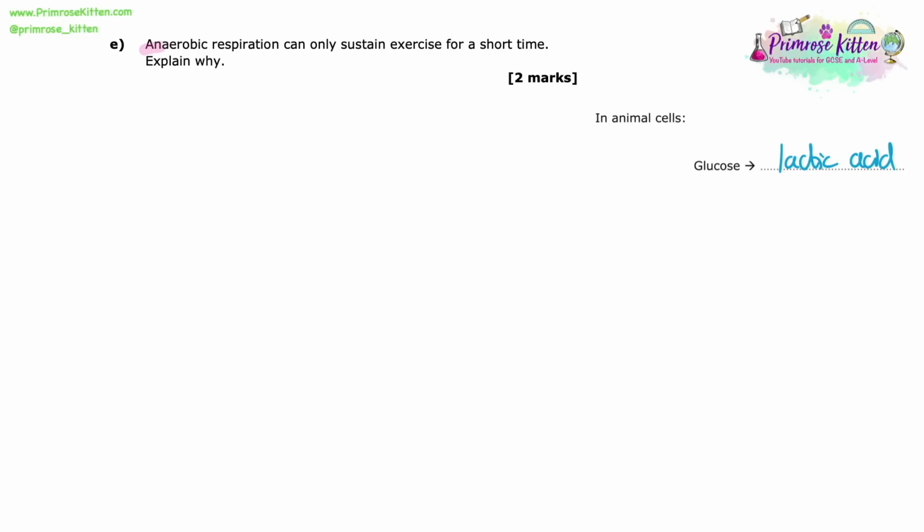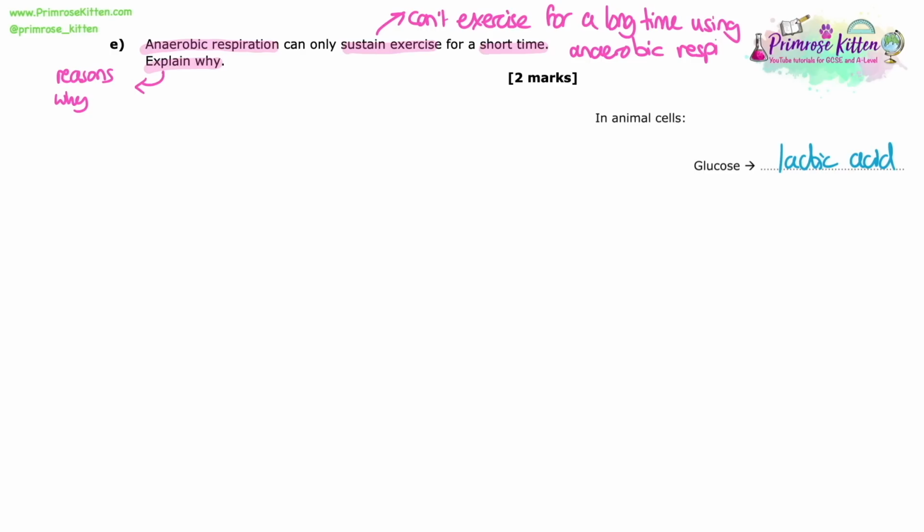So now we've got some questions about those equations. Anaerobic respiration can only sustain exercise for a short time. Explain why. So if we talk about exercise, this is where we're talking about it in animal cells or human cells or muscle cells. So we need reasons why we can't exercise for a very long time if we're only doing anaerobic respiration in cells. And what we mean by exercise is muscle contraction. So realistically, why can't muscles contract for very long if we're doing anaerobic respiration?